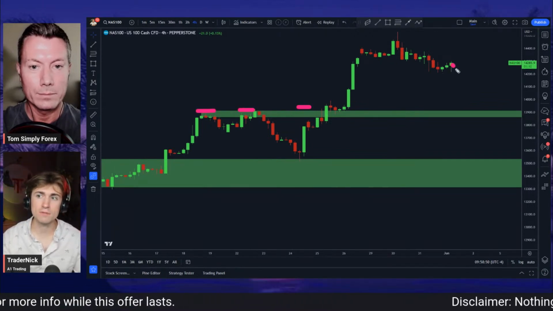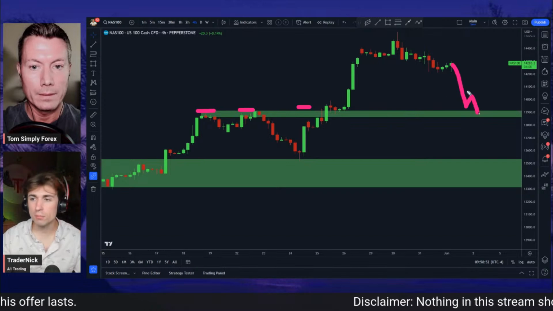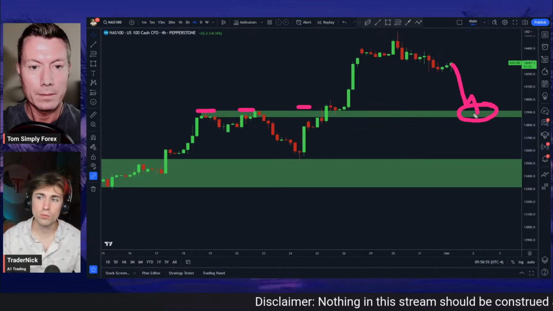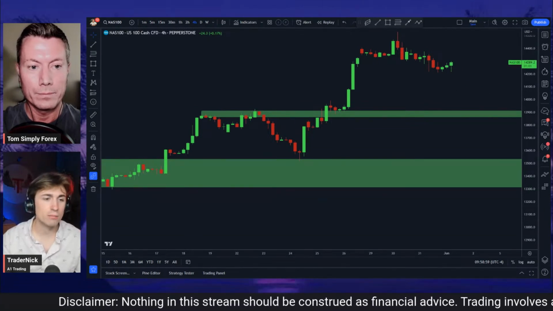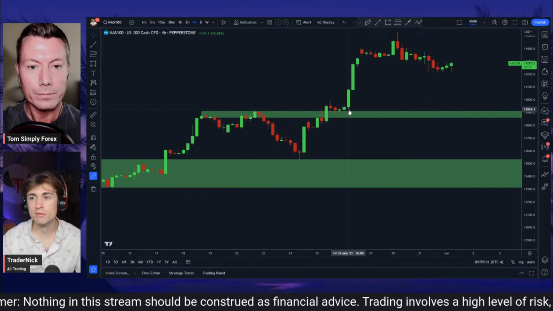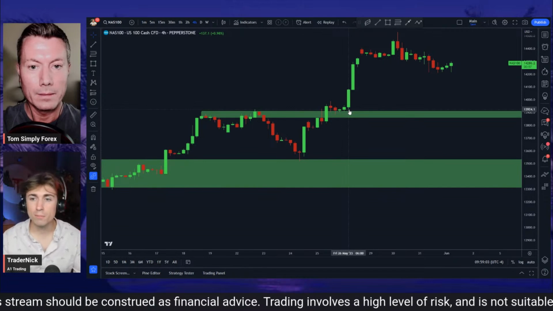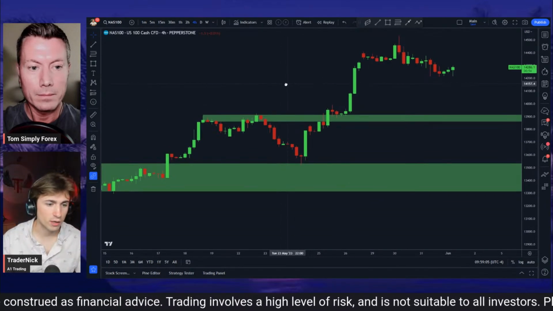Tom and I talk very often about broken levels of resistance turning into potential support. I've got that 13,900 on my radar for NAS, but as Tom pointed out, that's a ways away. He's got the moving average 20. I've got my support zone, both of them far away from current prices here.